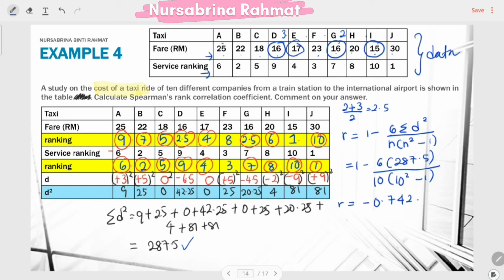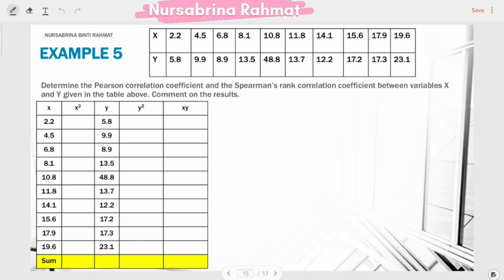Okay, so it's negative. So that means it is a strong negative linear correlation. Normally, if the value lies smaller than negative 0.5, for example negative 0.4, negative 0.3 and so on, I will label it as weak negative linear correlation. Okay, so let's look at this example.